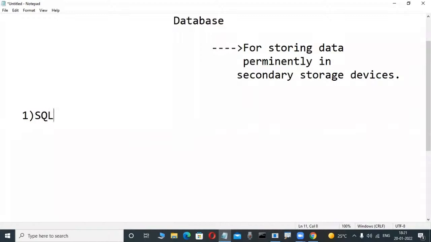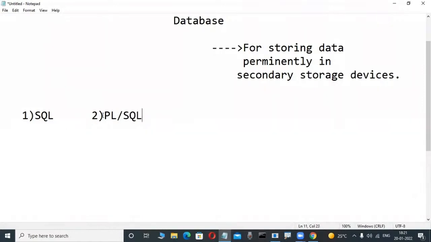SQL means structured query language. Not only that language, some other language is there. What is that one? Maybe anybody having an idea, technical programmers? PL/SQL is a language. In our course, that language also we are learning.